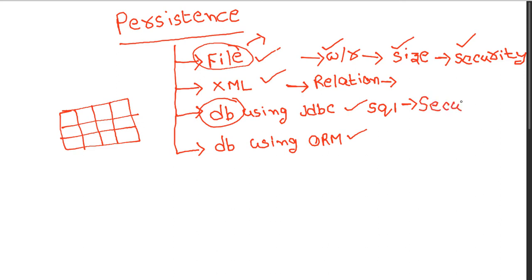Security means there is protection. Whatever tables you create or whatever data you save, nobody can see it. If you give grants, then only the other user can see the data, and you can create synonyms, you can create views, so many things you can do. So that is the advantage of the database.